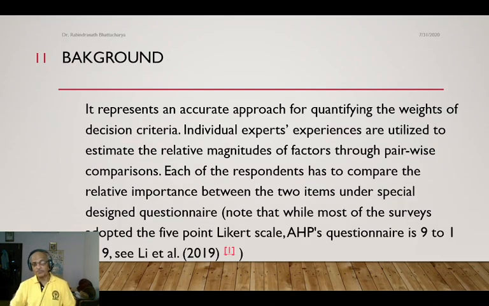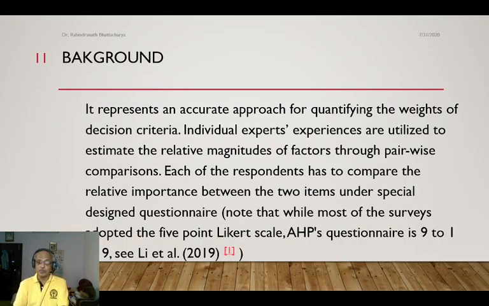So background, what is the background? It represents an accurate approach because we are taking the opinions of the experts on the line and quantifying the weights of the decision criteria. So we are forming some matrices, and out of those matrices, we are finding out the weights of the decision criteria instead of fixing the weights beforehand.